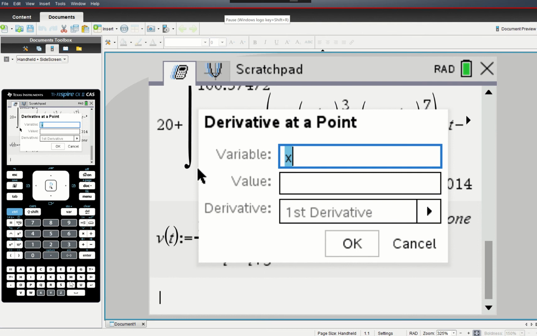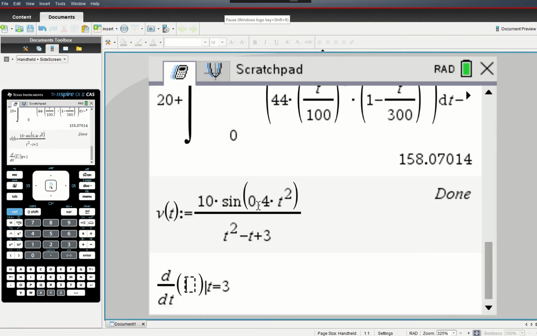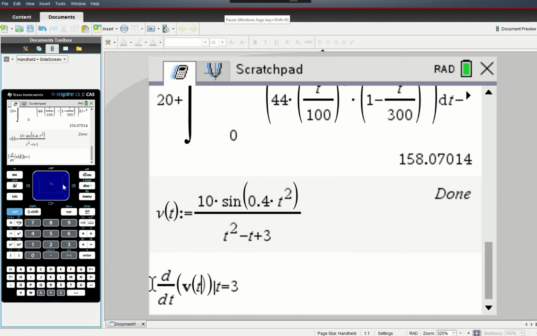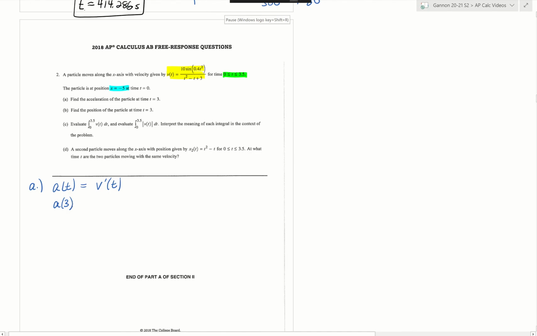So our variable is t. We want to change that. The value is 3. We want the first derivative, and we want to take it for v of t. That just lets you evaluate it at the point right there, because that's what we want. And it is approximately -2.118. So that takes care of part A, -2.118.